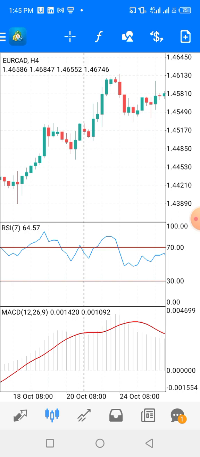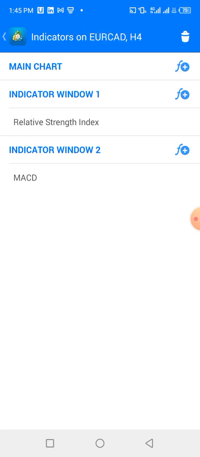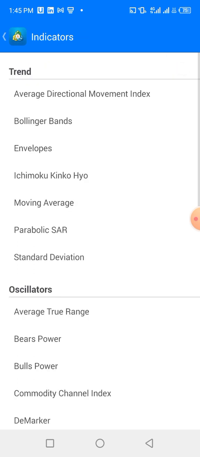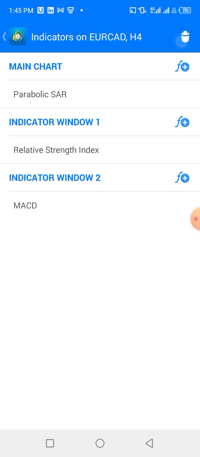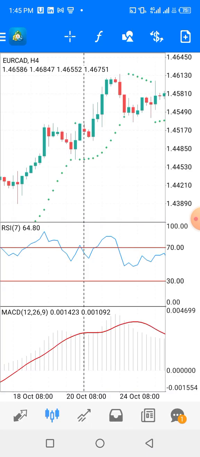If you want to bring the Parabolic Sar on your trading platform or on your mobile, you just move on to the indicators column and then to the addition sign. Then you look for the Parabolic Sar over here and then you go on done. So we are done with the Parabolic Sar. It's now on our platform.